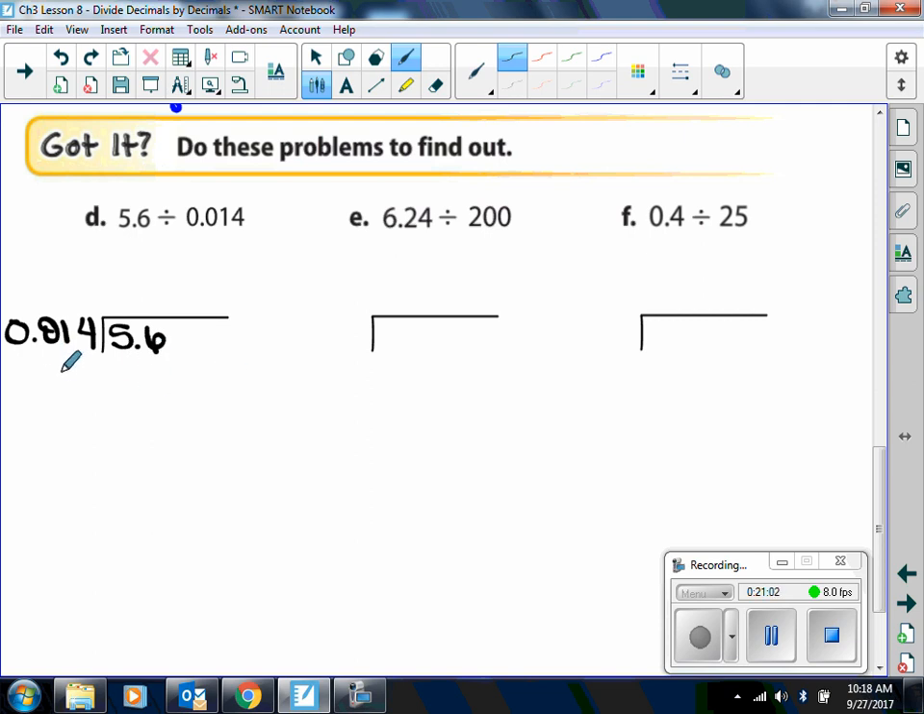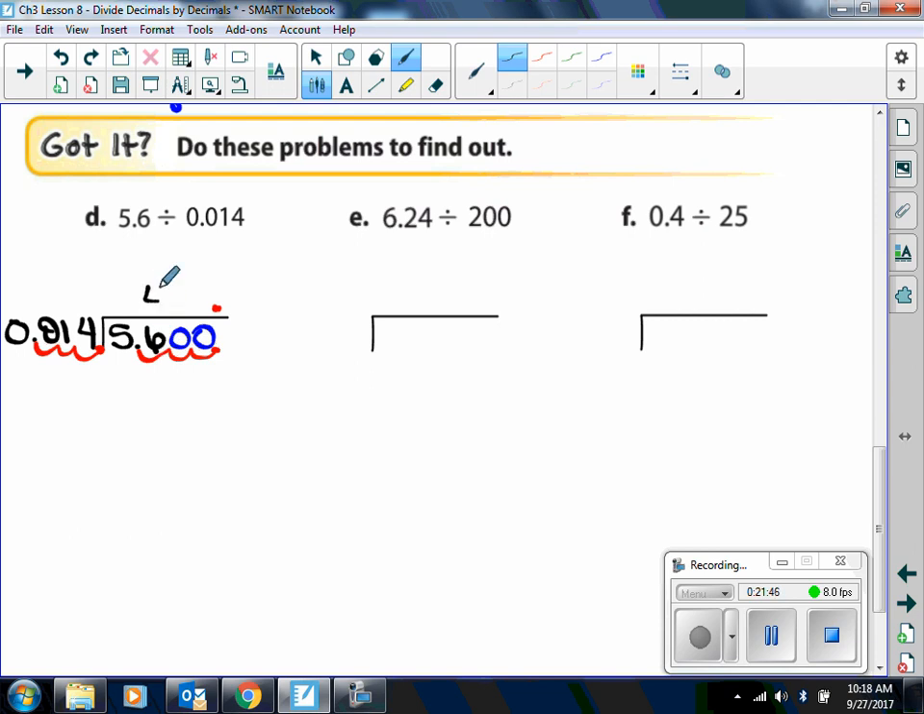divided by 0.014. Now, how many times am I going to move this decimal to change it to a whole number? 3 times. If I'm moving the decimal 3 times, what multiple of 10 am I multiplying times? 1,000. Very good. So we're going to move the decimal 3 times here. 1, 2, 3. And the decimal now will be right there. So you're just going to bring that straight up. And what am I going to do with these? You're going to annex some zeros. Very good. And now you just divide like normal. So 14 goes into 56 how many times?